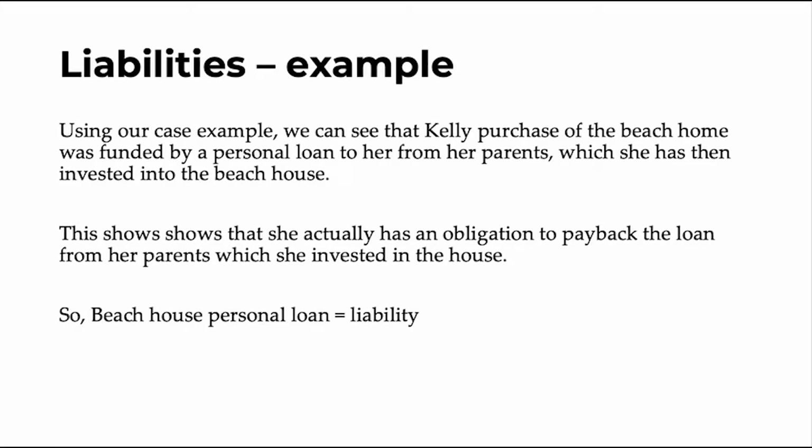So from our example, we'll see that Kelly has purchased the beach home, and she funded her purchase using a personal loan that her parents provided for the business for the purchase of the beach house. So we'll take that liability that the business has to pay back that loan to her parents, which is actually a liability, and hence it will be shown in the accounting equation as a liability payable to her parents.